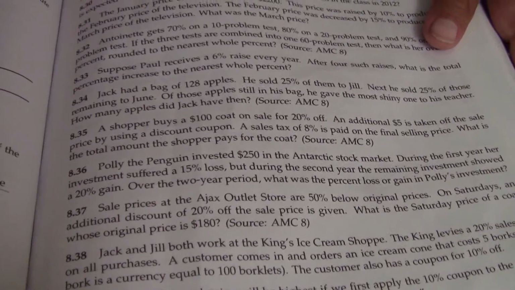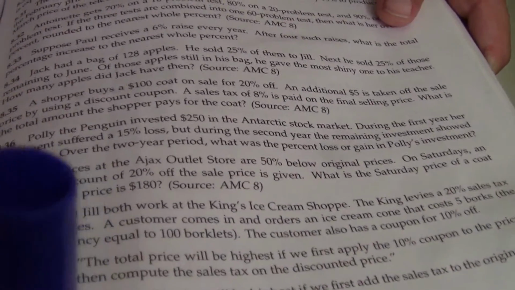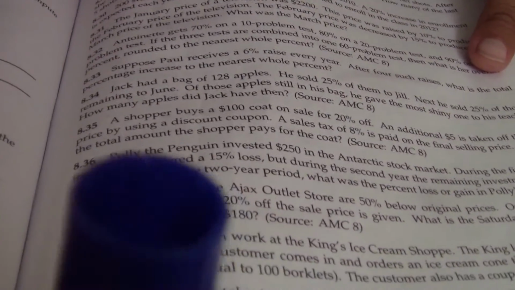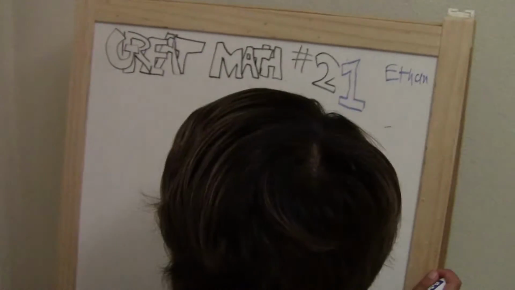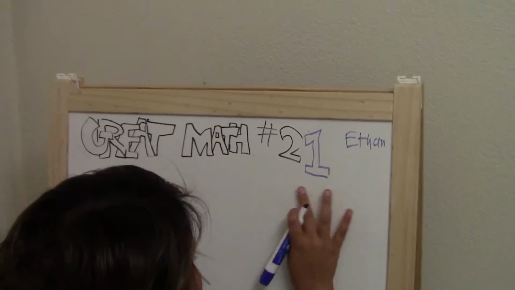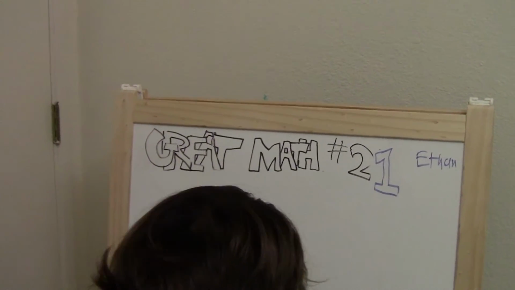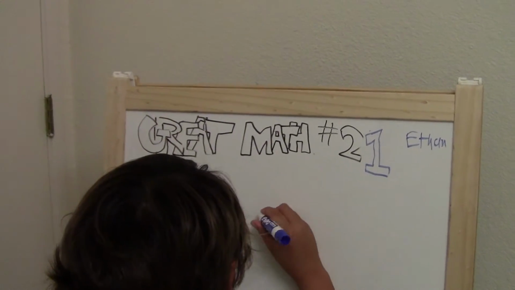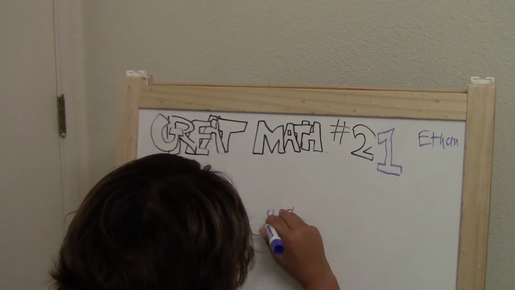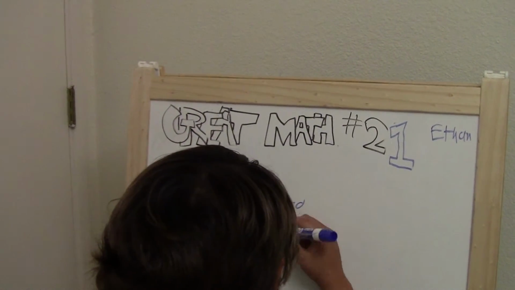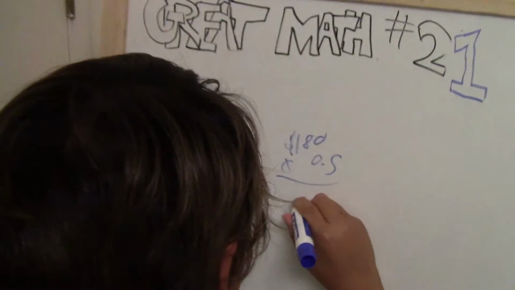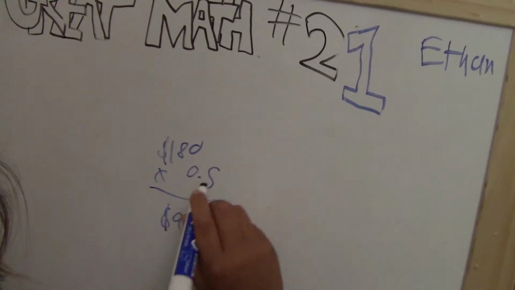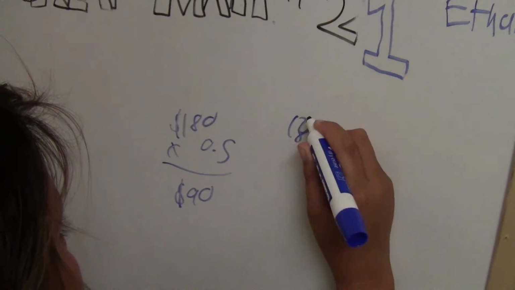What is the Saturday price of the coat? Okay, that's good. Go ahead. But anyways, back to the point. It says that if you want a coat that is 180 on Saturday, well, it's 50% of it. Simply, it's just $90, and this is the price after 50%.